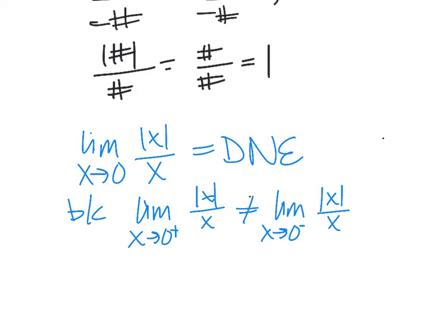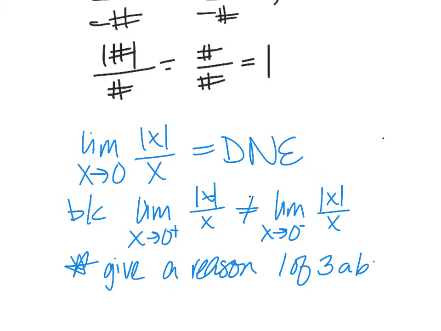Okay, because the left and the right limits are different. If it doesn't exist, you must give a reason, and it needs to be one of the 3 above. Okay? Remember, if you need to, you could always rewind it.